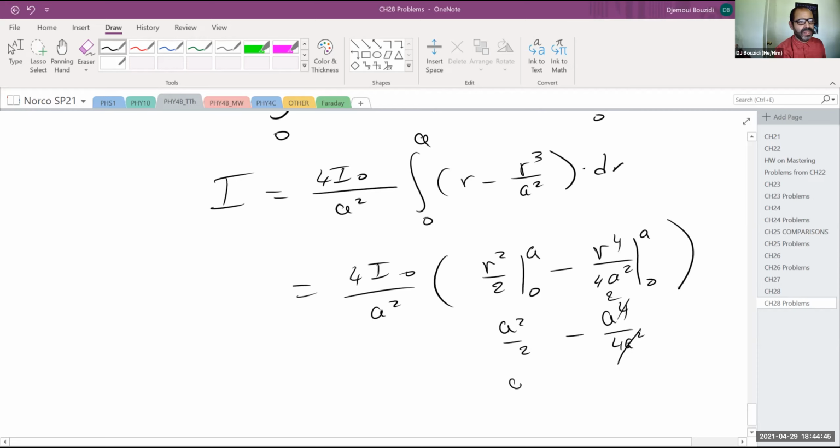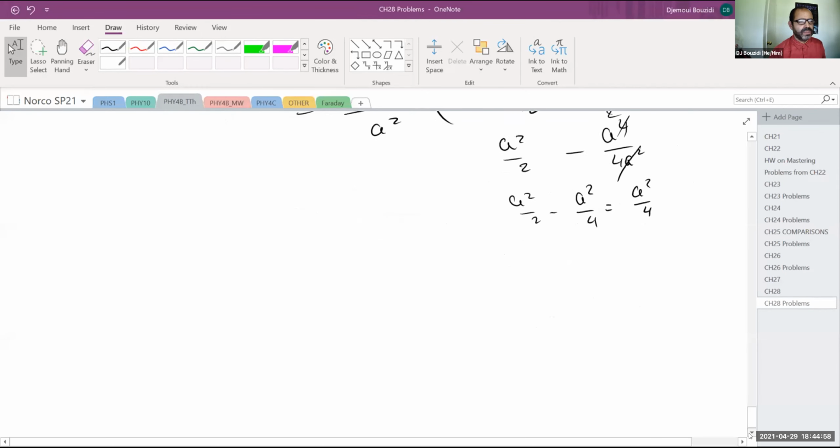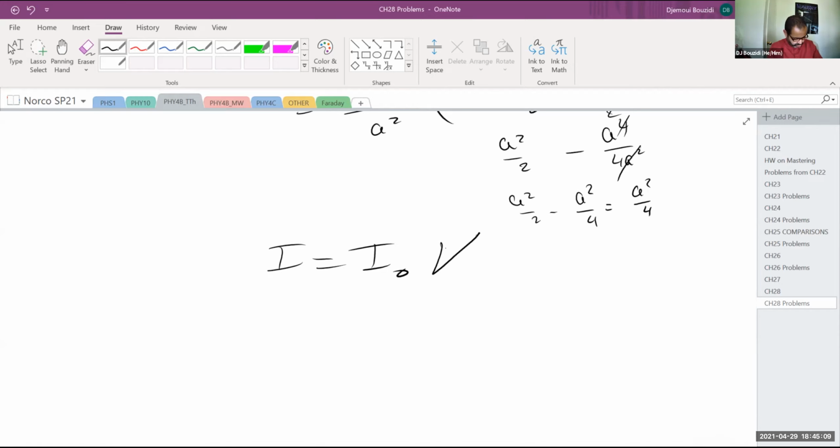So I will have a squared over 2 minus a squared over 4, and this is a squared over 4. The 4 cancels the 4 in here, and the a squared cancels the a squared in there. So this expression becomes equal to the total current, which is simply I naught, exactly what we were supposed to show for this question, okay?